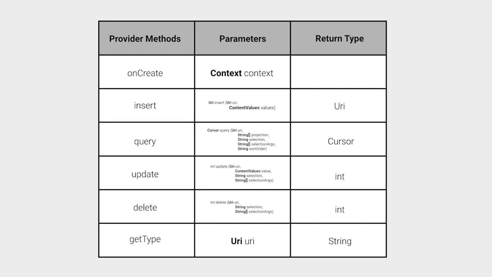The last CRUD method that we have left is the update function. This would be useful if you decided to include a feature like editing pre-existing tasks or a checkbox to change the task state to done. The update function takes in a URI, content values, a selection, and selection args, and then it returns the number of items updated. These parameters may remind you of the insert method.